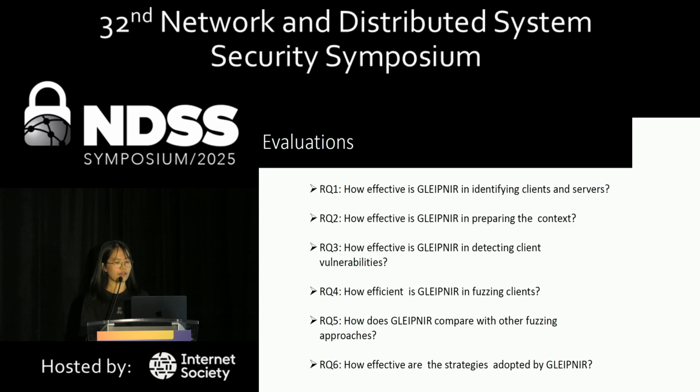And in the evaluation, we answer the following questions: how effective is GLEIPNIR at identifying clients, preparing context, and detecting vulnerabilities? How efficient is GLEIPNIR in fuzzing clients? How does it compare with other fuzzing approaches? We also perform an application study for GLEIPNIR.